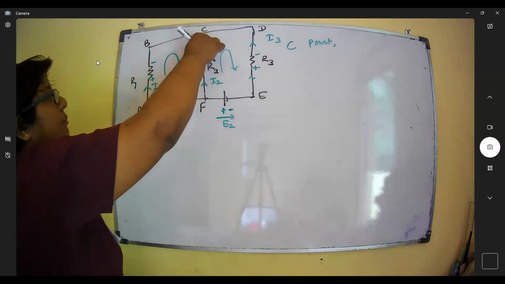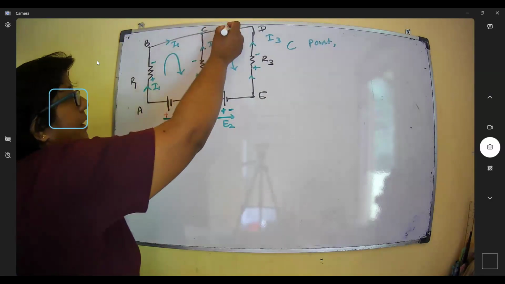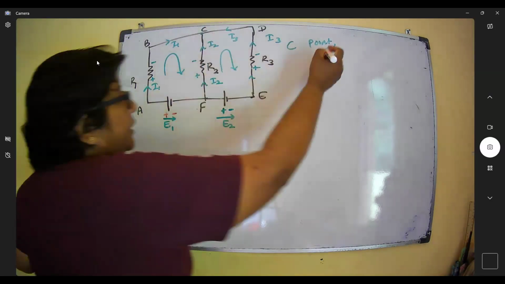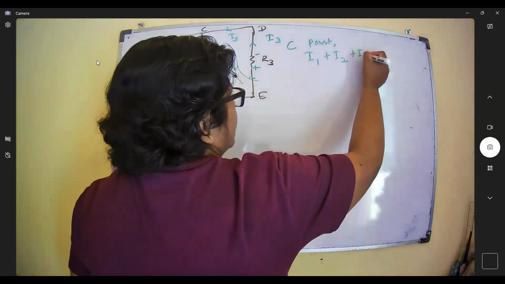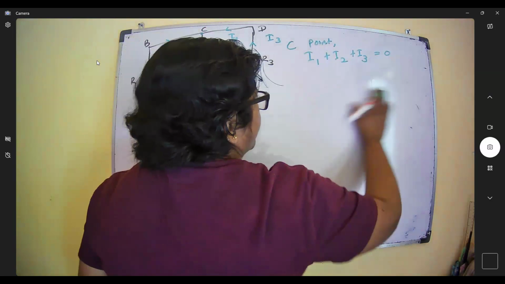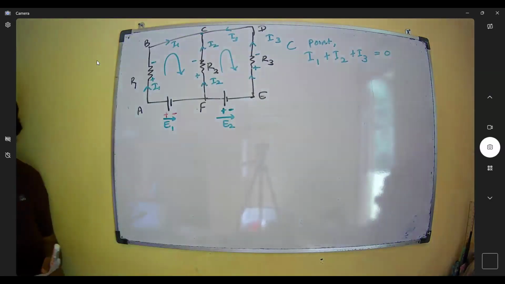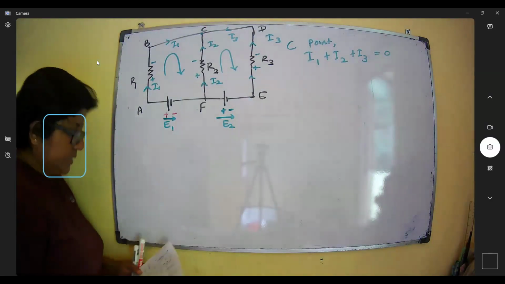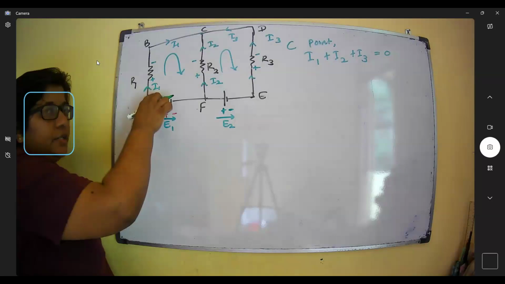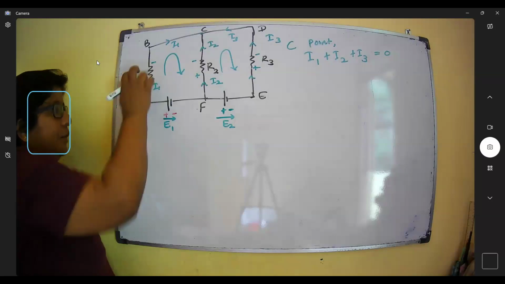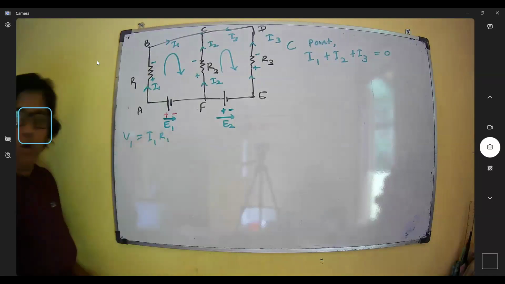Then you consider point C. I1 is entering, I2 also entering, and I3 also entering. Then I can write the equation I1 plus I2 plus I3 should be equal to 0. Then consider point C, we can write like this. And VR1, the potential difference, if the current is flowing through I1, we know V1 should be equal to I1 R1 according to Ohm's law.